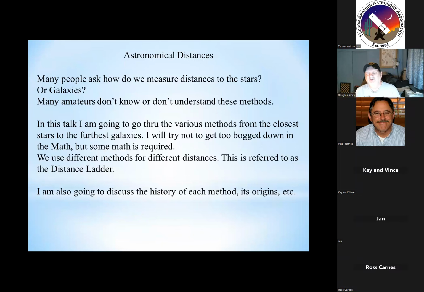I'm going to talk about these different methods. I'm going to try to avoid the math as much as possible. I will have a little bit of math, but nothing too complex. And so what I'm talking about is what's commonly referred to as the distance ladder, because there's different methods used for different distances. As you work out, you're using different methods. So they call it a ladder. So I'm going to go through this ladder from closest to farthest, basically.